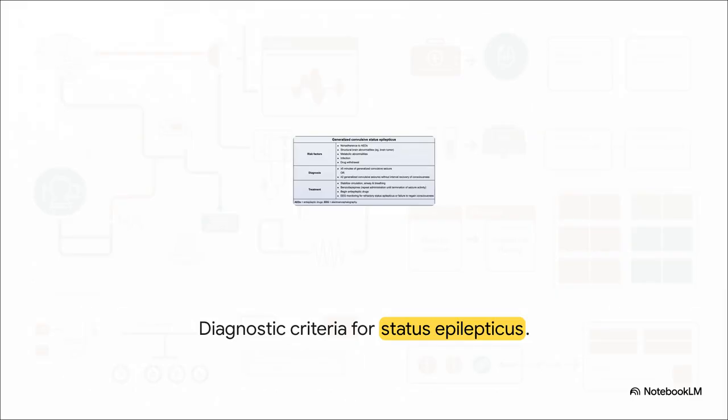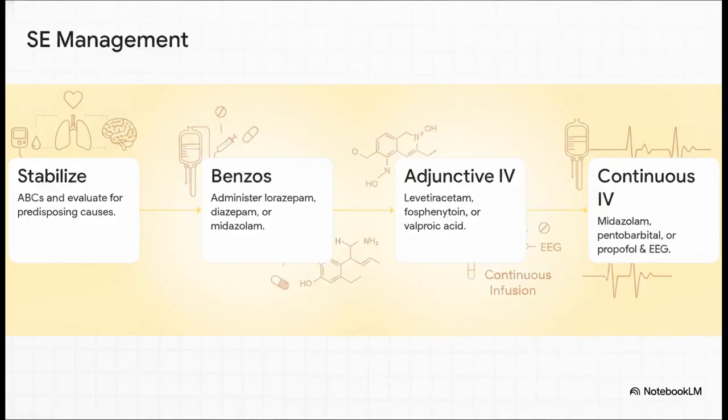Next up is generalized convulsive status epilepticus. This is defined as either 5 or more minutes of a continuous generalized convulsive seizure or 2 or more generalized convulsive seizures occurring without any interval recovery of consciousness between them. When it comes to managing status epilepticus, your first move is always to stabilize circulation, airway, and breathing, and then check their glucose.